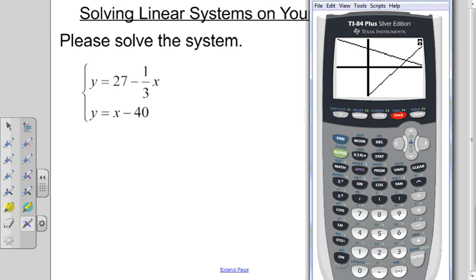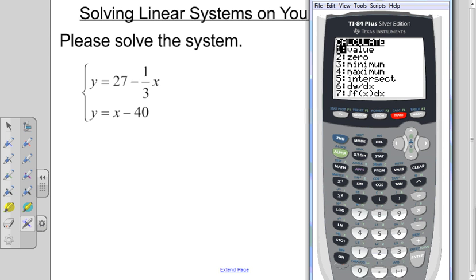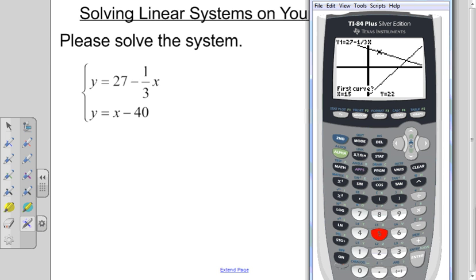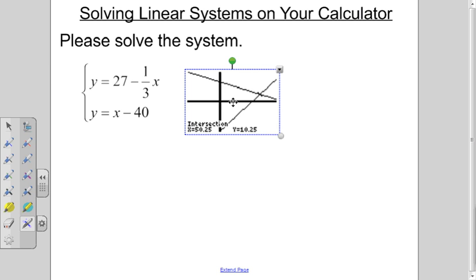So again, it's second trace, choose 5 for intersect, use my left or right arrow, and here I'm using the right arrow to get the cursor to blink near the intersection, and I press enter 3 times. And that gives me an answer of 50.25 comma 10.25. And that is the point of intersection, which is the solution of the linear system.